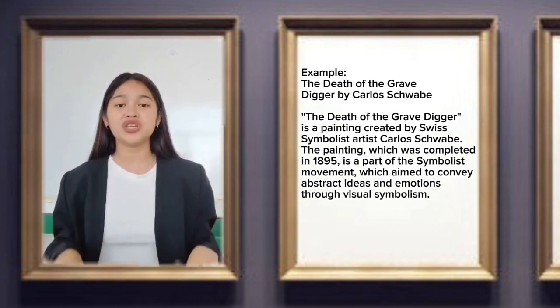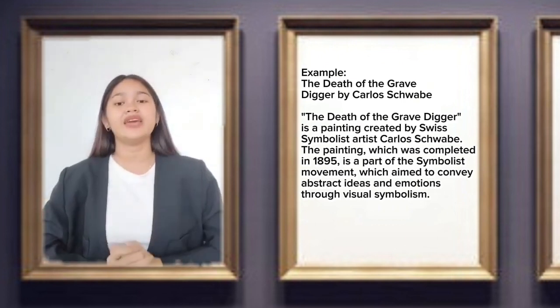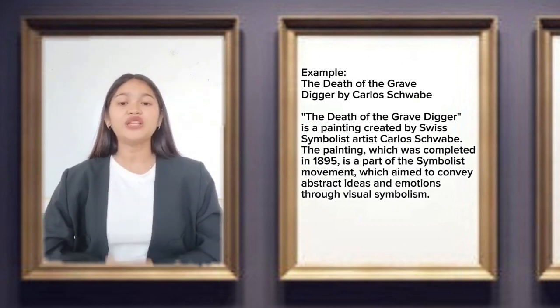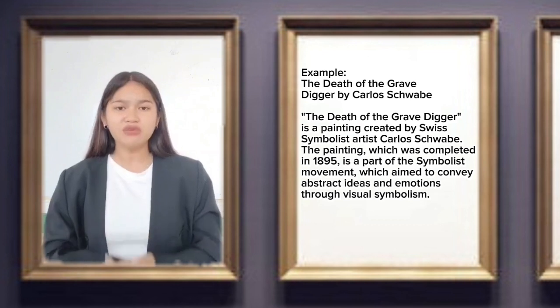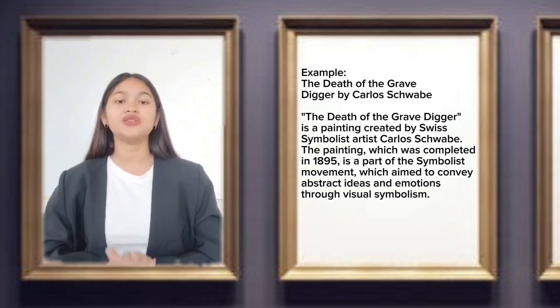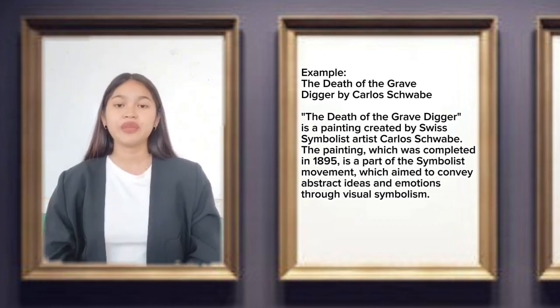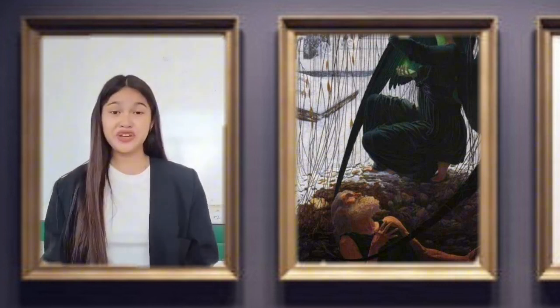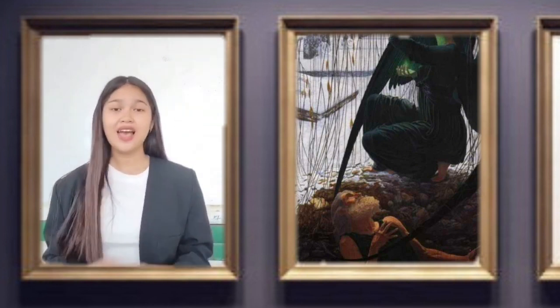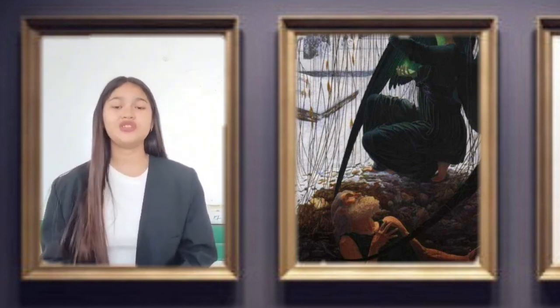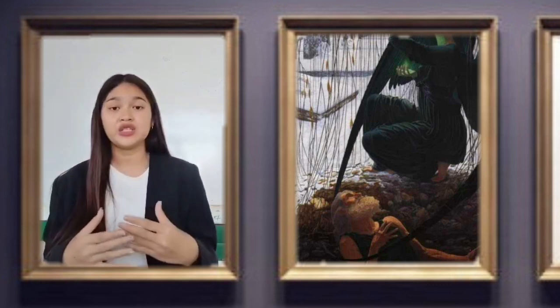The painting, which was completed in 1895, is part of the Symbolist movement, which aimed to convey abstract ideas and emotions through visual symbolism. In The Death of the Grave Digger, an old grave digger is inside the grave he has dug, looking up at a beautiful dark angel who is holding a green light in his heart.